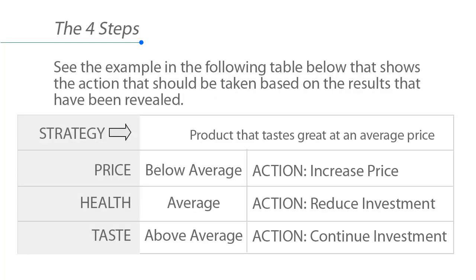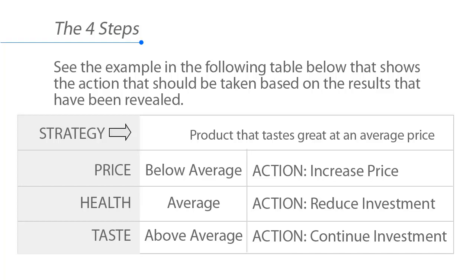See the example in the following table that shows the action that should be taken based on the results that have been revealed. If the strategy is a product that tastes great at an average price, and our price was below average, the action we should take is to increase our price, because our target, our strategy, was to have average price, so we need to raise our price to get there. Health was average. We should reduce our investment in health because it's not part of our strategy.